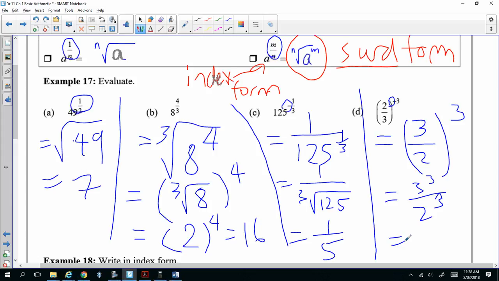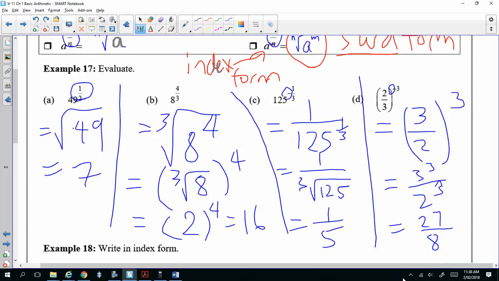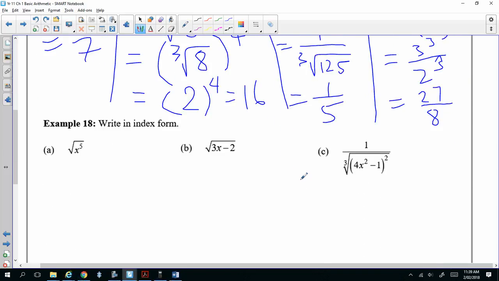We are almost there. So we've just done the first one. And then we got the next few. Okay, 18. Write in index form. So that means, see before, we were writing in surd form to calculate. Next one is writing in index form, going backwards.